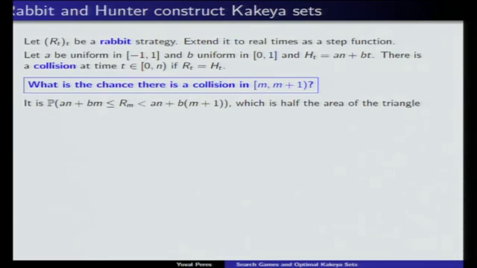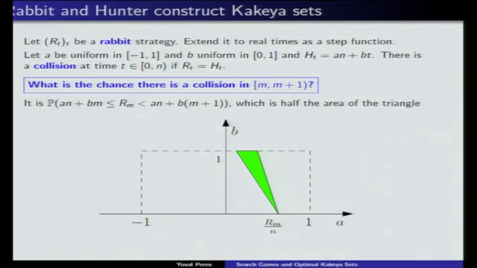What is the chance there is a collision in the time interval m to m plus 1? So collision in this time interval means that the rabbit at time m is between an plus bm and an plus bm plus 1, because there is an integer part to take. And we can represent this event in parameter space. So here is the parameter A determining the initial location. This is the parameter B. Since they're picked uniformly, then the distribution of AB is just normalized area measure on this 2x1 rectangle. And the event that there is a collision at the time interval m to m plus 1 corresponds to these parameters AB being picked in this triangle.